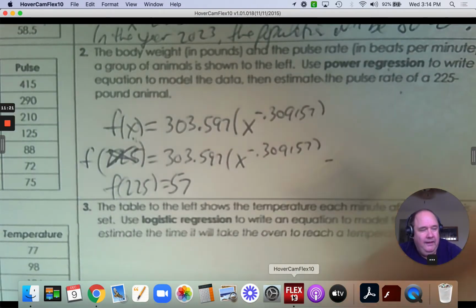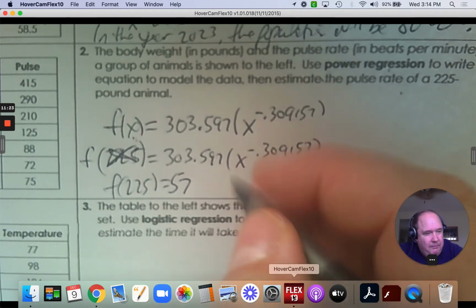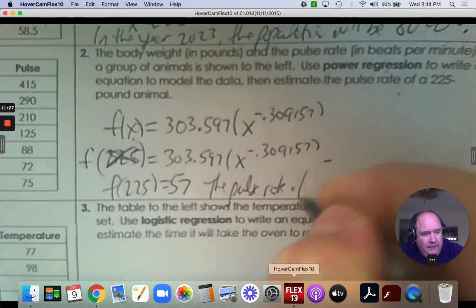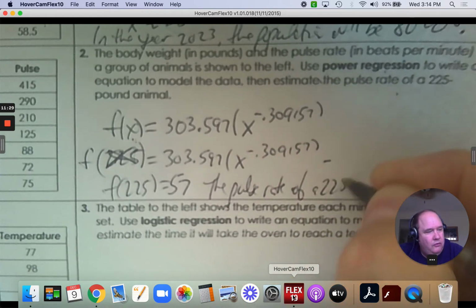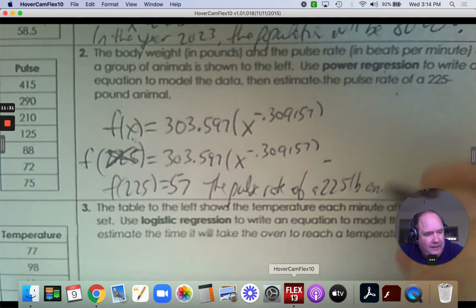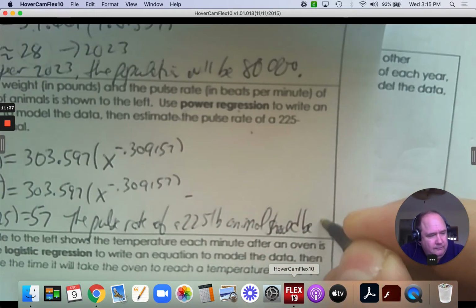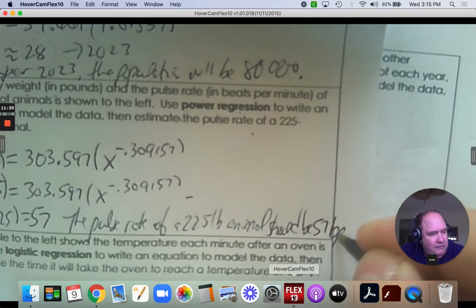So the answer is 57. So the pulse rate of a 225-pound animal should be 57 beats per minute.